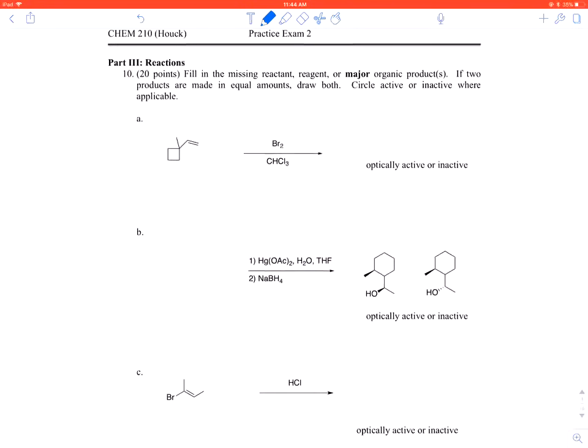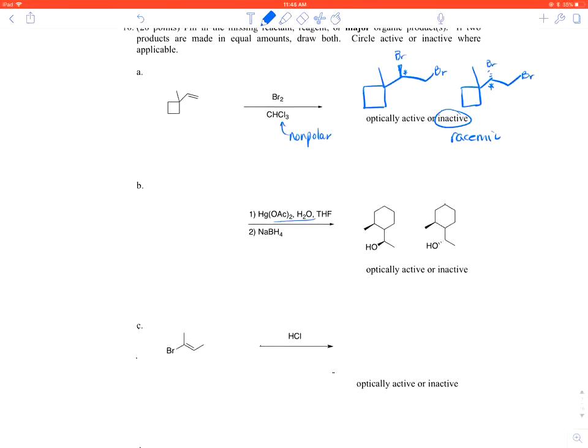Right, and then we're getting near the end here. Fill in the missing reactant, reagent, or major organic products. So we know that bromination with a nonpolar solvent results in adding two bromines across the double bond. There's no possibility of rearrangements. This is stereoselective, but because this is not producing two chiral centers, the selectivity is not visible. However, you will get that bromine adding from the front or the back. This is racemic. It is inactive.